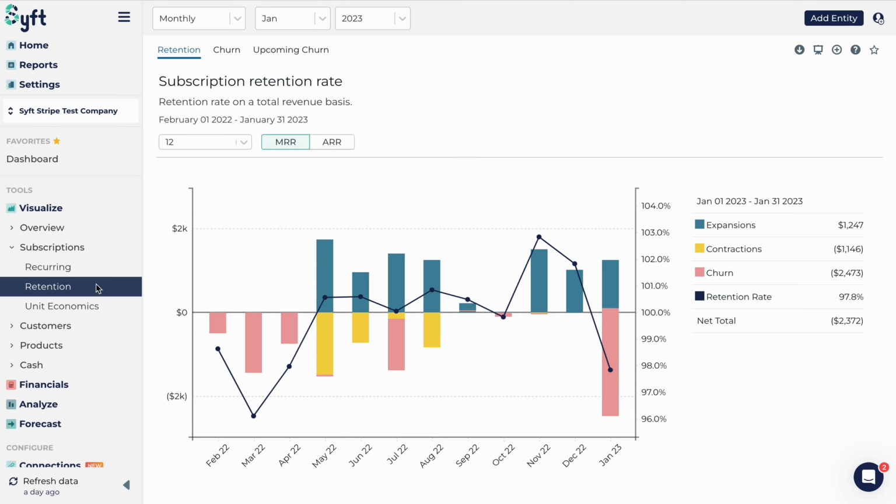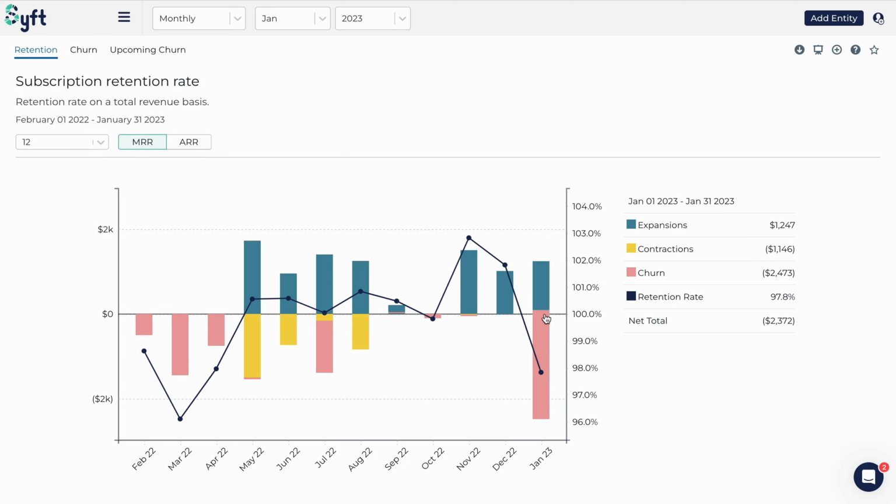And that's why Syft has a retention section, which takes a look at how well you're doing at retaining your customers, and it helps you identify things that are maybe going wrong in regards to churn or contractions. We also then take a deeper look at churn, and we do a bit of forecasting into the future churn. And so we're going to take a look at each of these three tabs and see how they can help your subscription business.